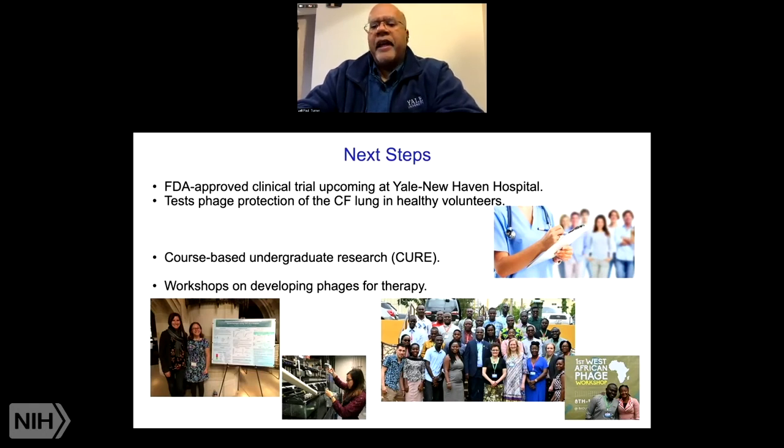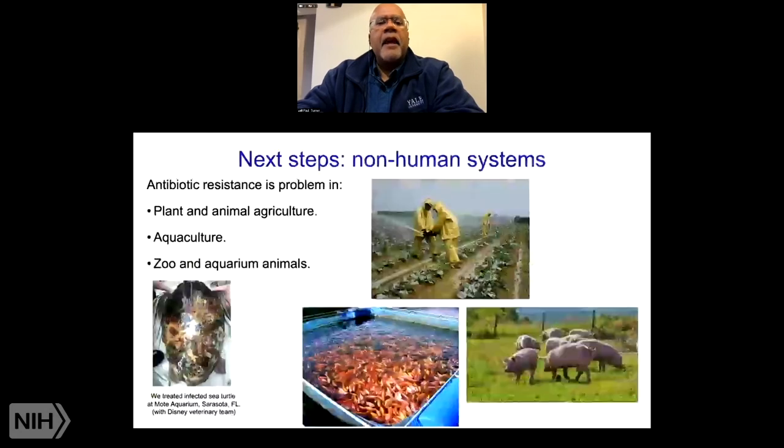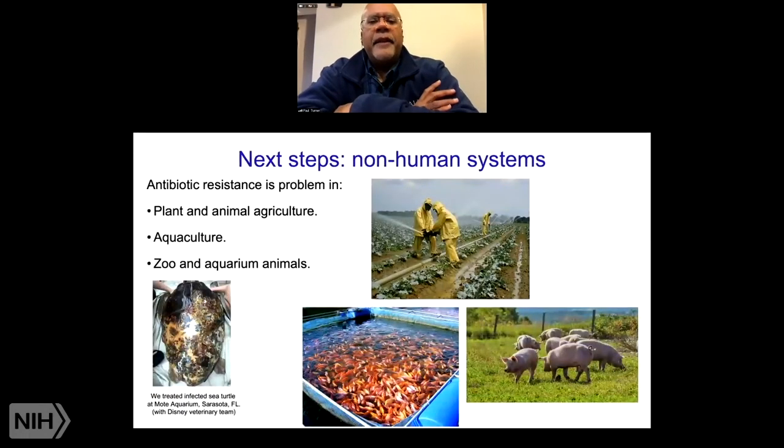For example, we did a workshop in West Africa teaching physicians and researchers there about phage therapy, showing them how they are isolated and characterized. So it wasn't the idea of it immediately launching the therapy, it was just building their ability as researchers and physicians to understand the technology and to move forward. The last I'll say is that non-human systems are also affected by antibiotic resistance problems. There's plenty of antibiotic-resistant bacteria in plant and animal agriculture as well as aquaculture, and this is threatening the food supply.